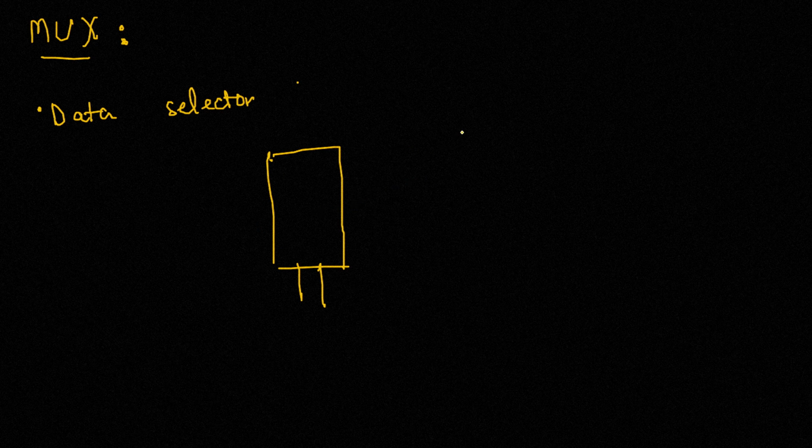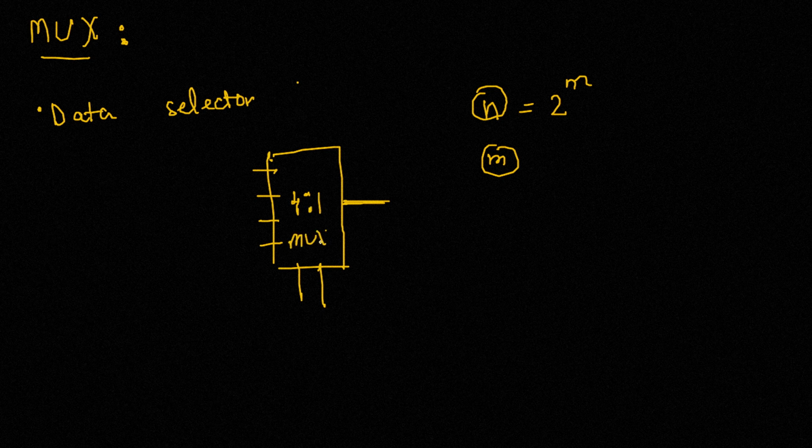So in a MUX, you always have n inputs and you have m select lines. So the number of inputs is always equal to 2 to the power m, where m is the number of select lines and n is the number of input lines. And you always have just one output. So if we have two select lines, that means we have 2 to the power 2 inputs, which is 4 inputs. So this is called a 4 is to 1 mux because you have 4 inputs and just one output.